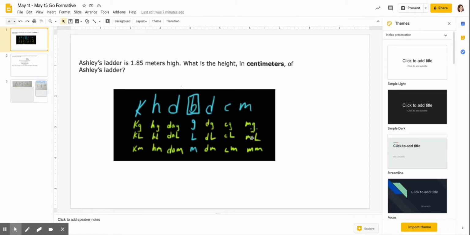So this week you learned a trick to help you remember the prefixes of metric measures, which will help you do conversions. Here's the trick. King Henry died by drinking chocolate milk.